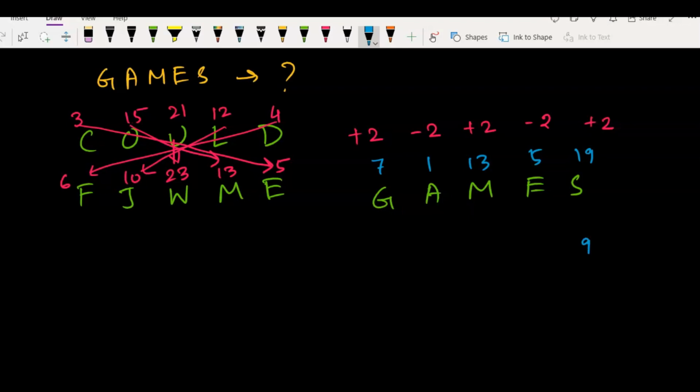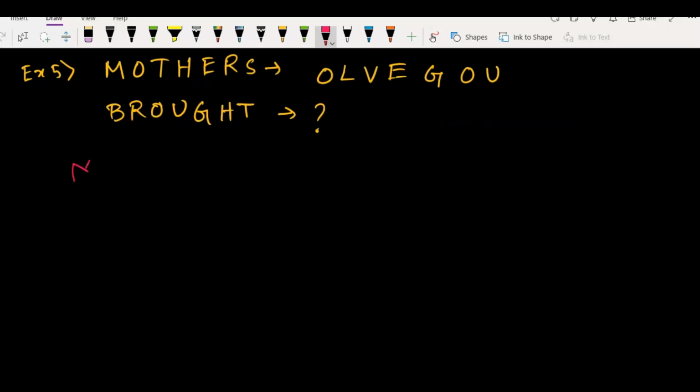So 7 plus 2, 9, minus 2, 1 is 27, 27 minus 2 is 25, 25 means Y. And then 13 plus 2 means 15, E is 5, minus 2 is 3, and 19 plus 2 is 21. So we get I, then for 15 it is O, Y, and C, U. So UCOYI. This is the answer. Come to question 5.